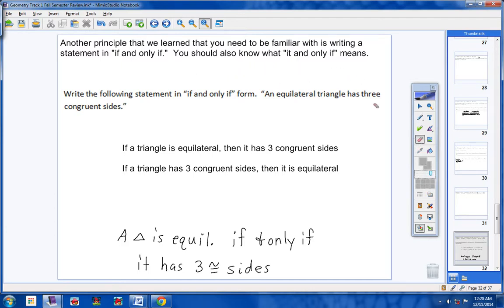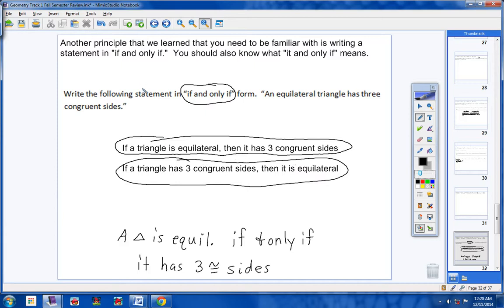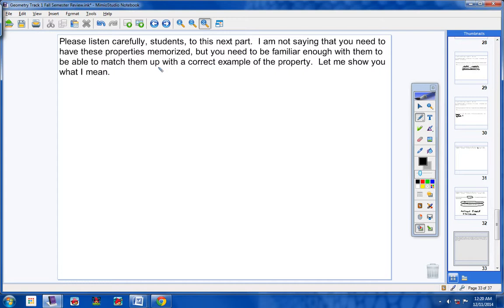But when a statement is written in what form? If and only if form, then we know for sure that the statement is true, however you want to write it, and its converse is also true. That's what if and only if means. And then also be able to write a statement in if and only if form. A triangle is equilateral if and only if it has 3 congruent sides. Okay? Alright, moving on.